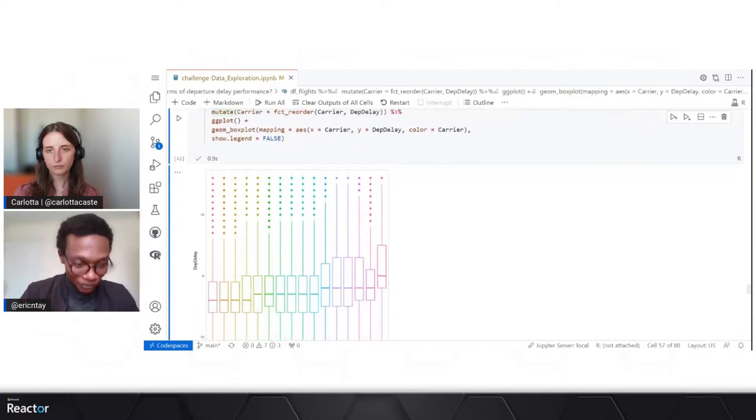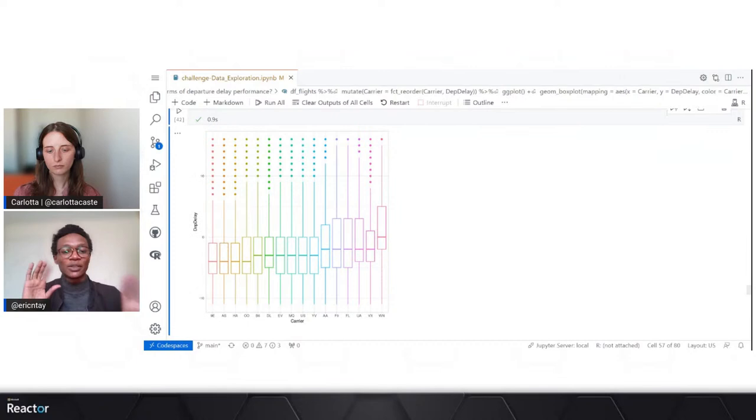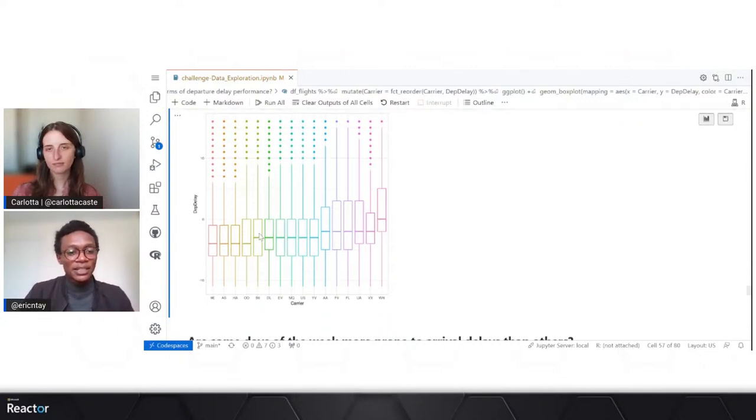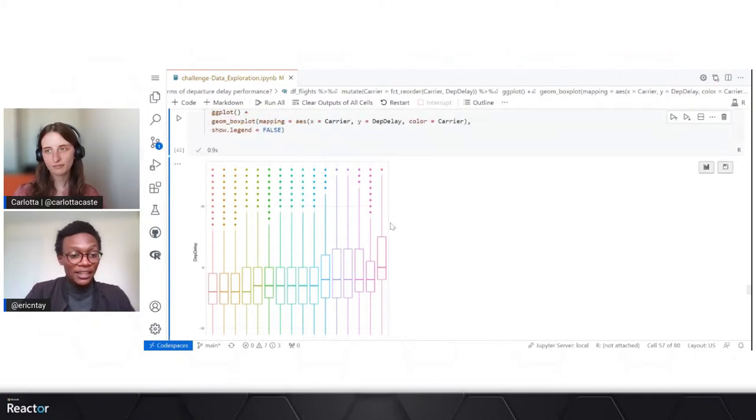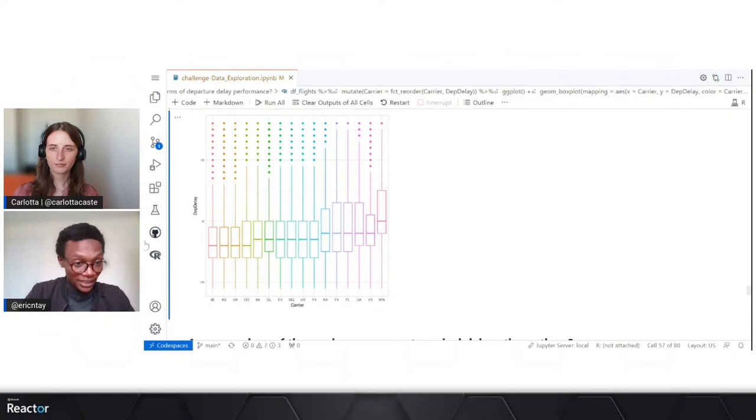With this, we can easily see that we have colored our carriers with different colors, which helps us distinguish carriers from each other. Probably a better way would be to fill them rather than just color them, but let's just work with that here. Easily, we can see that the factor reorder allows us to see that the carrier with the highest departure delay is the WN carrier.